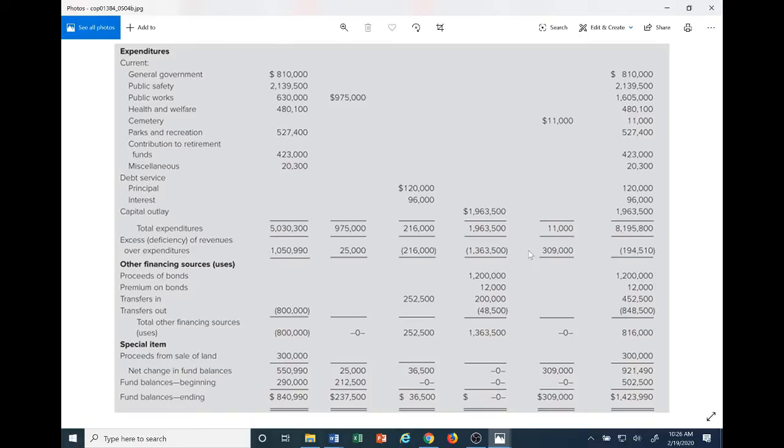Then we have fund balances at the beginning of the period, right? And then at the end, obviously, fund balances at the ending, which is just your net change in fund balance plus the beginning fund balance gives you the ending fund balance. And that is so we can reconcile it, right? That way it matches. We see the change. We know what the net change was for the period, what it was in the beginning, and what it is at the end.